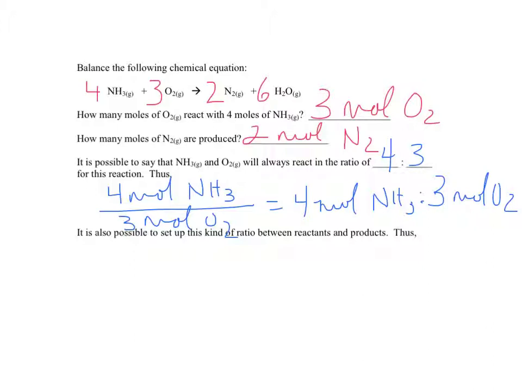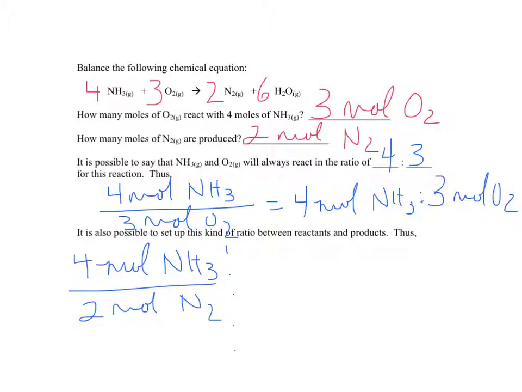If you want to compare ammonia to nitrogen, take a second, press pause and try it yourself. Hopefully you get 4 moles of NH3, which is our ammonia, for every 2 moles of nitrogen. Another example, this time try comparing nitrogen gas to water vapor. Hopefully you got 2 moles of nitrogen gas for every 6 moles of water.